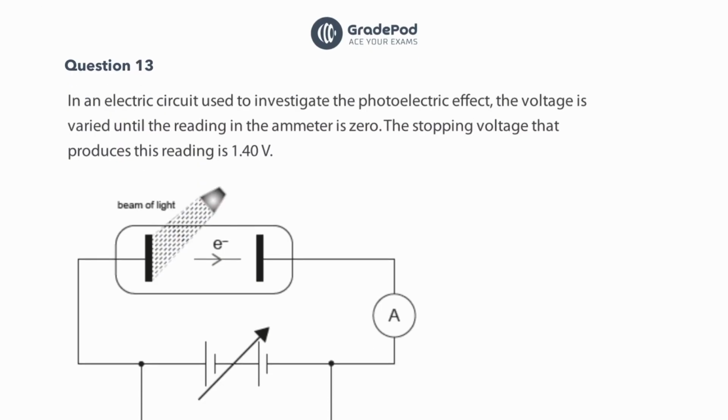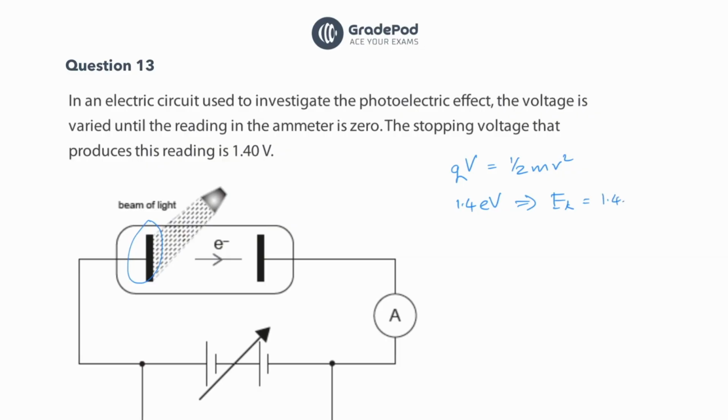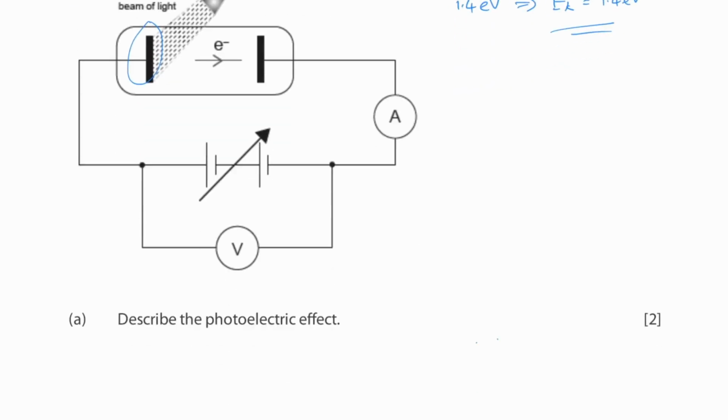Question 13. In an electric circuit used to investigate the photoelectric effect, the voltage is varied until the reading in the ammeter is 0. The stopping voltage that produces this reading is 1.4 volts. That tells us the electric potential energy required to stop the kinetic energy of the electrons is equal to 1.4 electron volts. So that means that the kinetic energy of the electrons as they're released from this photoelectric surface is 1.4 electron volts. We'll take that forward.